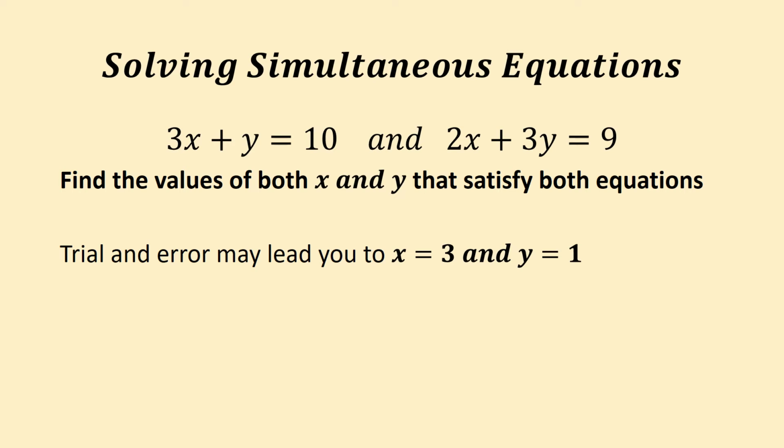So just to clarify again, if we look at the first equation, 3 lots of 3 is 9, and then you add y, which is 1, so 9 plus 1 equals 10, so it works for the first equation. And then if you look at the second equation, you've got 2 lots of 3 is 6, and then 3 lots of 1 is 3, and 6 add 3 also equals 9. So you've solved your simultaneous equations.